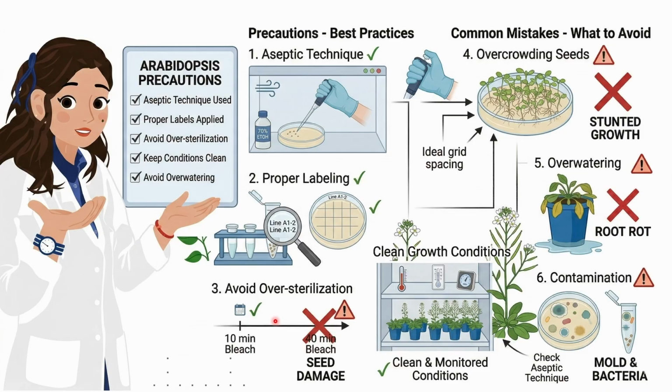Then next is over-sterilization. We need to be very precise with the timing of the chemical sterilants that we use to treat our seeds, because overuse of the chemical sterilants or increasing the duration might affect seed germination. Coming to the fourth point, we need to avoid overcrowding of the seeds because that may lead to stunted growth of the plants. Next, we need to avoid overwatering because that might cause root rot.